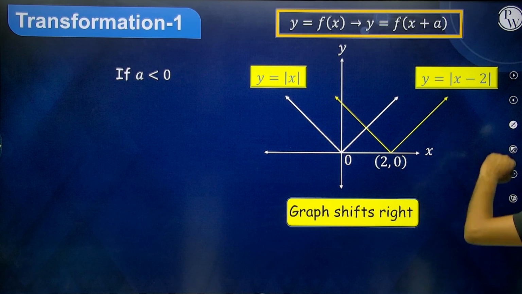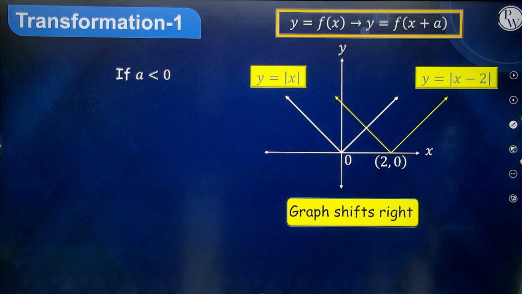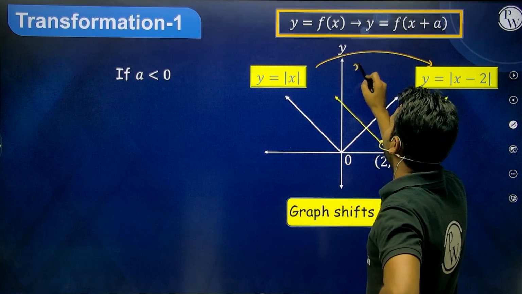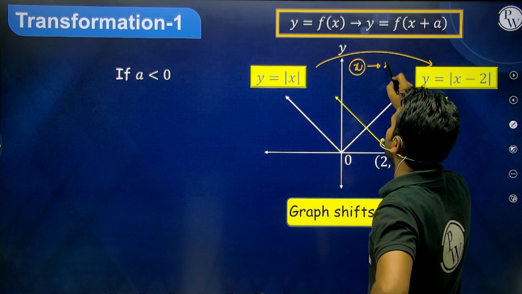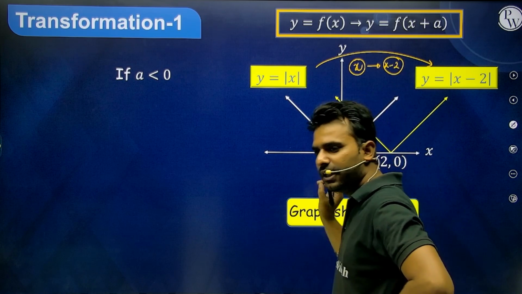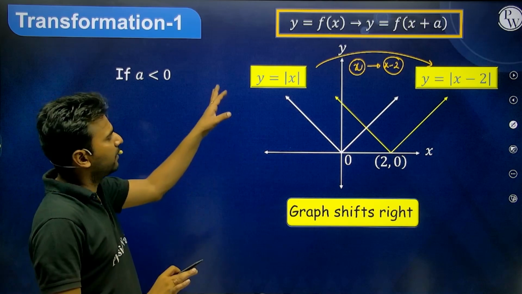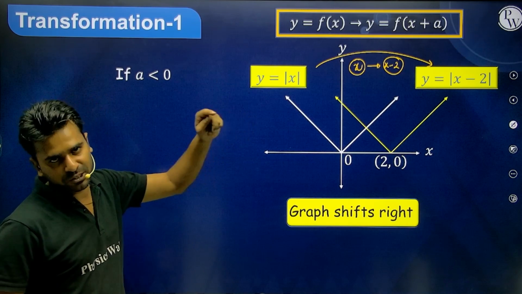And if you want to draw the graph of y equal to mod of (x minus 2), don't you think that the graph has to make horizontal movement only? Why? Because x has been replaced by x minus 2. So only x has been changed, y is still the same. So horizontal movement will take place, which means y will remain constant.